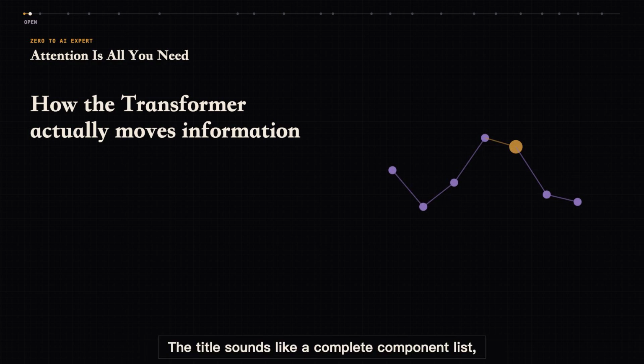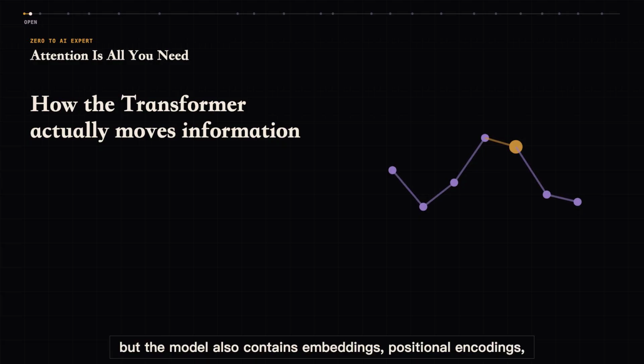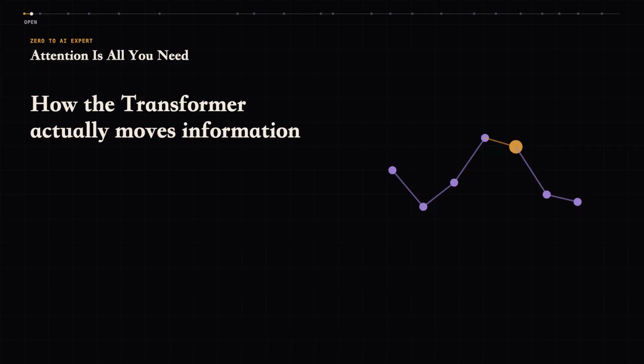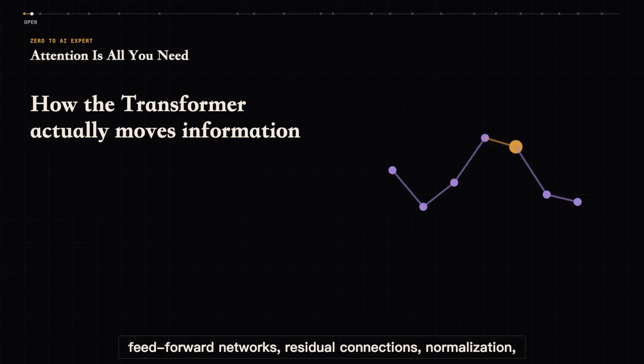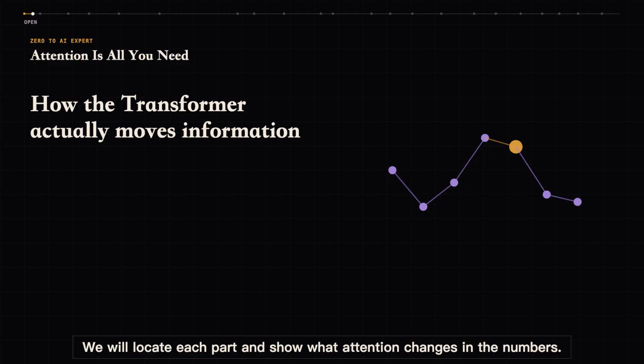The title sounds like a complete component list, but the model also contains embeddings, positional encodings, feed-forward networks, residual connections, normalization, and a vocabulary output. We will locate each part and show what attention changes in the numbers.